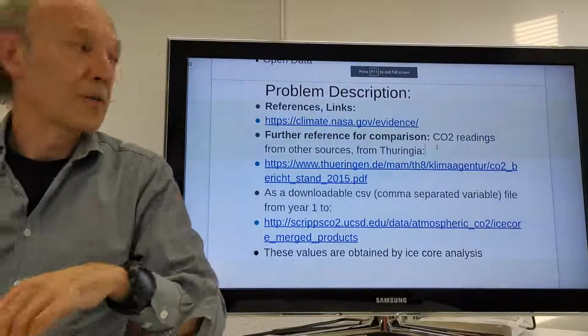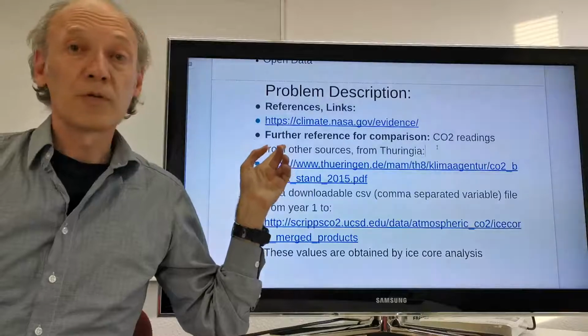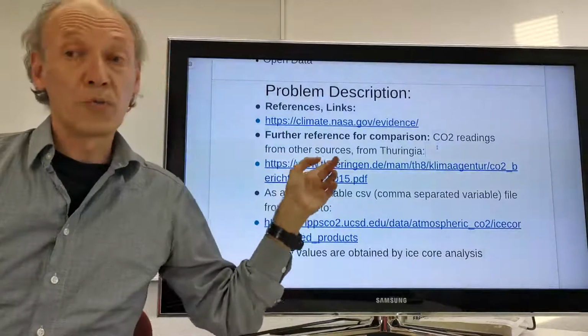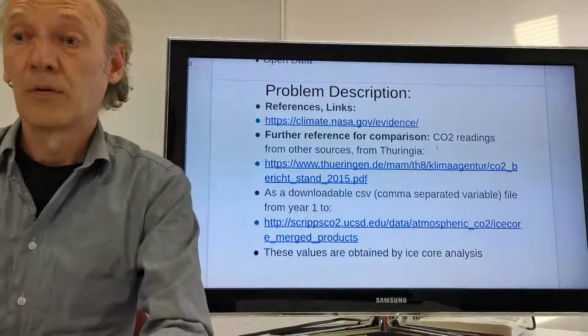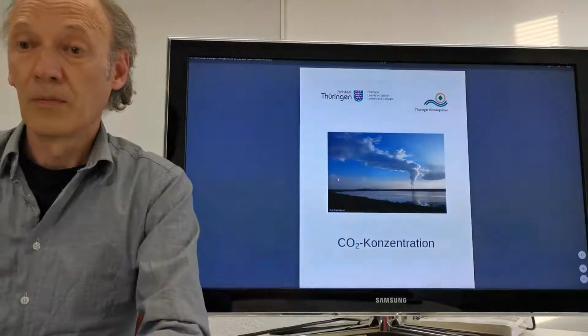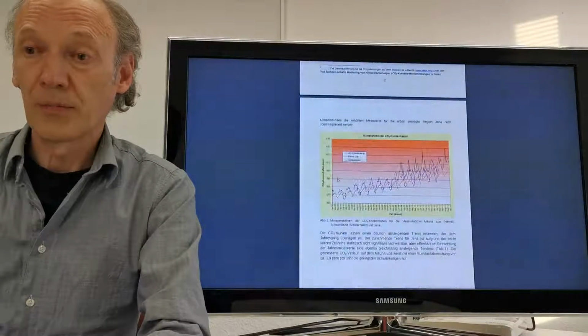So this is from NASA, but just for checking, for comparison, we can also take a look at other measuring stations, for instance in Germany, here in the state of Thuringia. So we can just open this link here. It shows us the measurements of some local stations. If we can scroll down here.